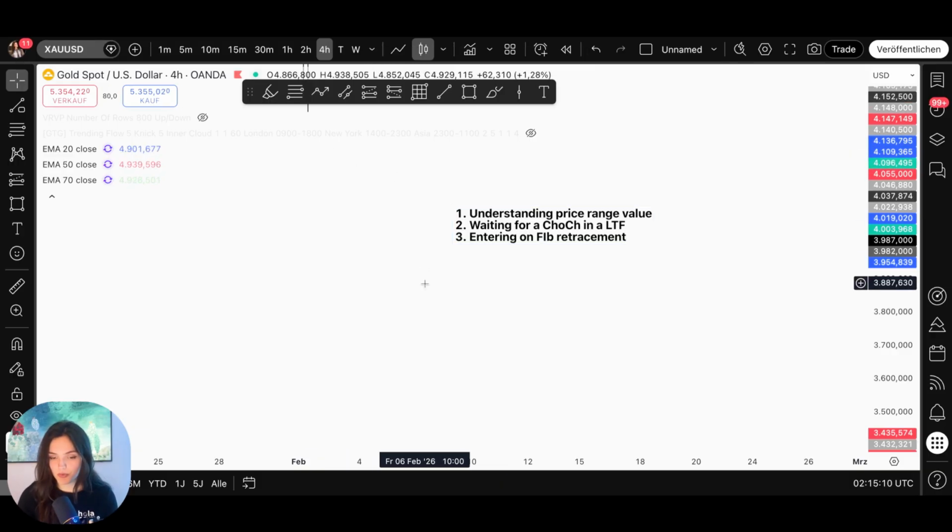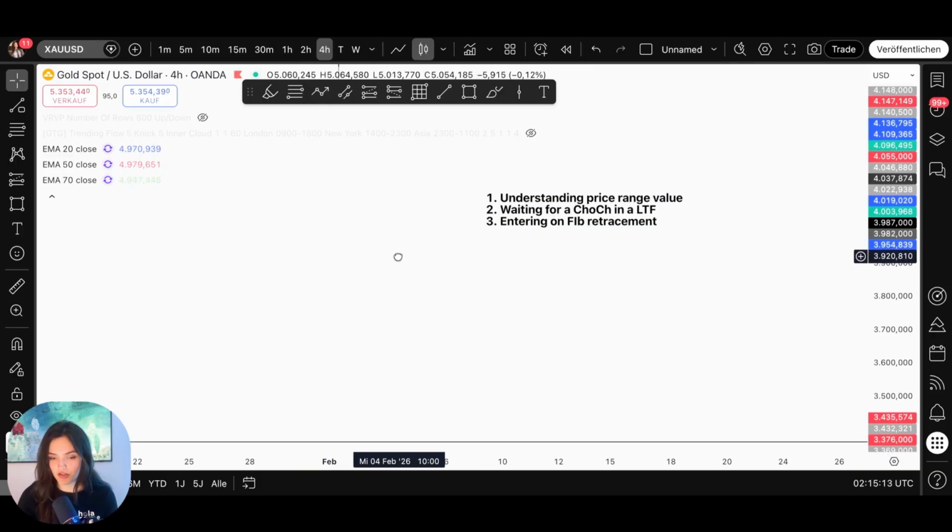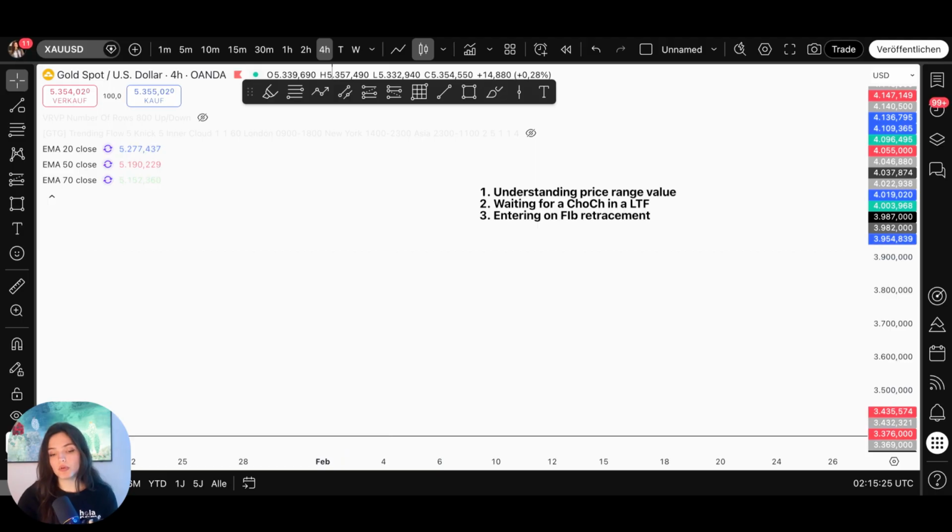Okay, so we're starting with part 1, understanding the range and value. When I open a gold chart, I don't immediately look for an entry. The first thing I try to understand is, where are we inside the current range? The current range is basically just a large impulse on a higher time frame. So it would be basically just some large move like this.